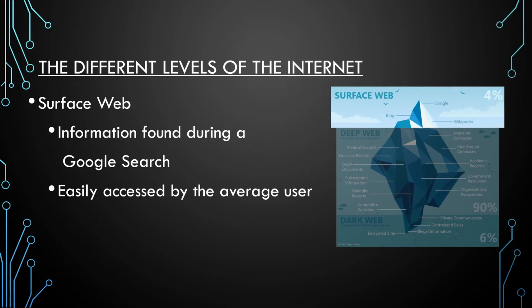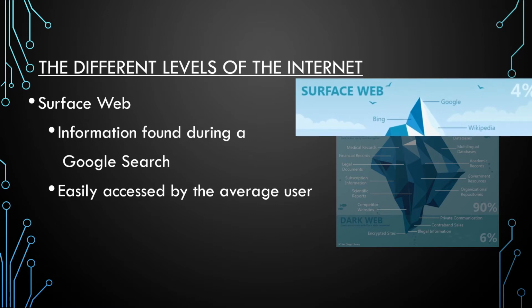So there are three different levels of the internet. The first level is the surface web, and this is the one that we are all most familiar with. This is information found during a Google search, and it is easily accessed by the average user.